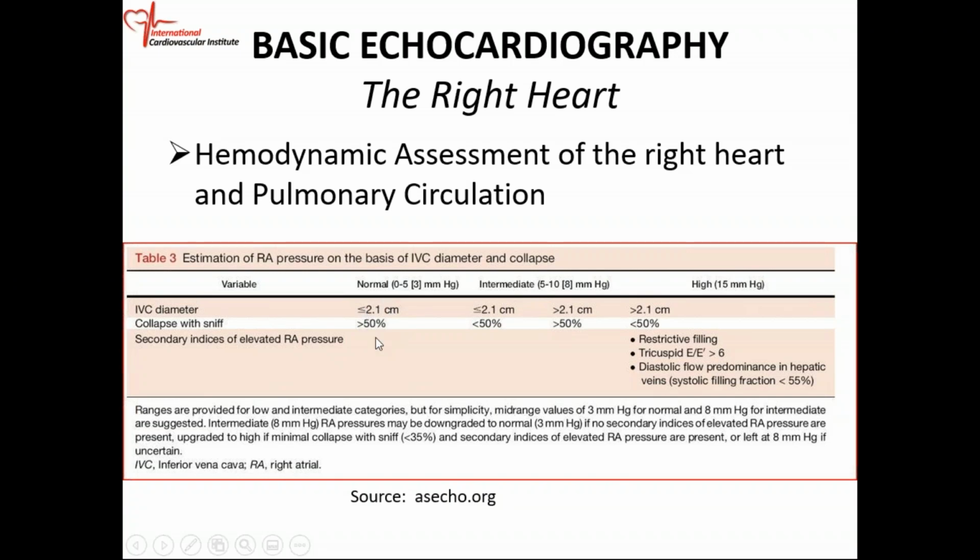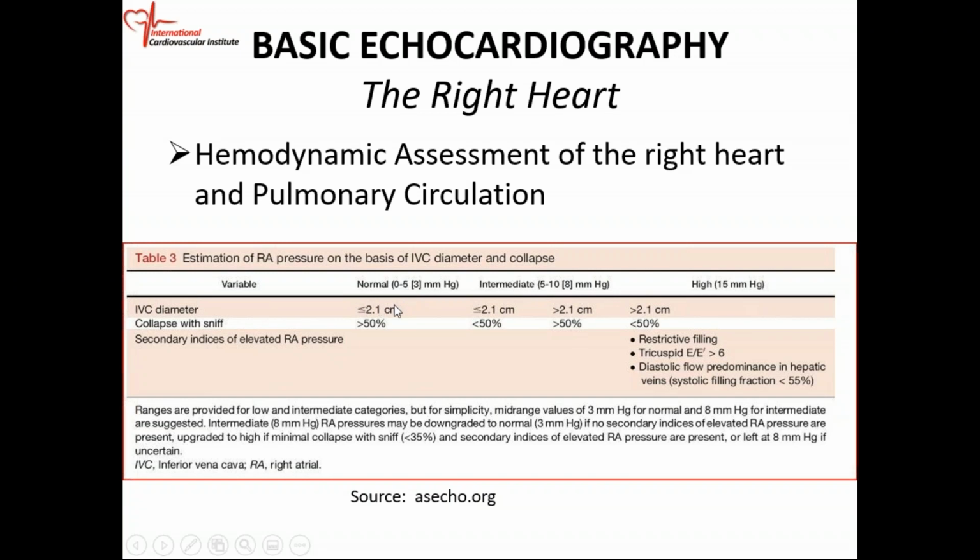So if these parameters are satisfied, then the right atrial pressure is about 3. The range is 0 to 5, and the measurement that we're going to use, because when you record the right ventricular systolic pressure you just need one number, is 3 millimeters mercury. So the normal right atrial pressure is between 0 and 5 millimeters mercury.